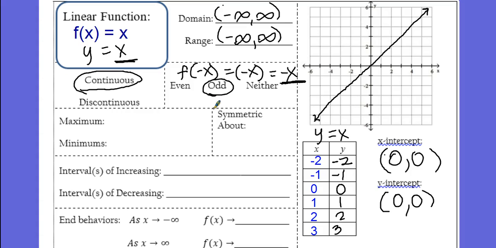Now, what does that mean when it comes to symmetry? Okay, so if a function is an odd function, it has rotational symmetry around the origin. So I'm going to tell you that it's symmetric about the origin, but it doesn't have like foldable symmetry. It has rotational symmetry. So it's a 180 degree, and that doesn't matter clockwise or counterclockwise. 180 degree just means you're rotating it upside down. So it's 180 degree rotational symmetry.